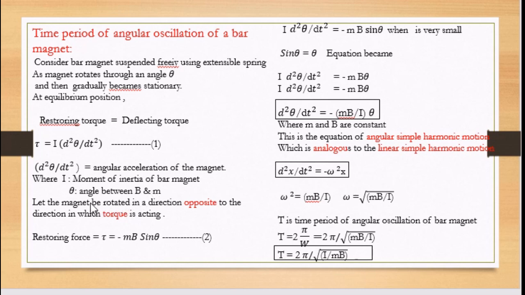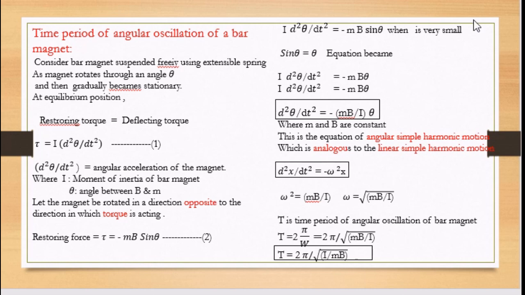As the magnet is rotated in a direction opposite to the direction in which the torque is acting, that is, the direction of the magnet rotation and the direction of the torque are opposite, then the restoring torque is equal to minus mB sin theta. This is equation 2. Observe equations 1 and 2: the left hand sides of both equations are the same, and that's why we can equate the right hand sides of equations 1 and 2.